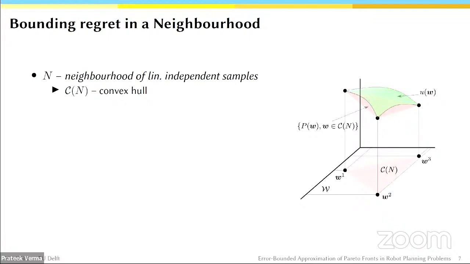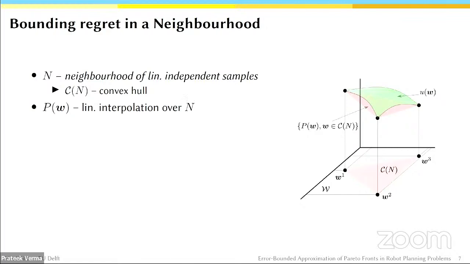We use the word neighborhood here somewhat loosely. A neighborhood is just a collection of n linearly independent samples. That's what's shown at the bottom of the figure on the right. We have 3 samples that we picked, W1, 2, and 3. And they now span a subspace, they span a convex hull. And now we want to bound the regret of any weight that lies inside that convex hull.